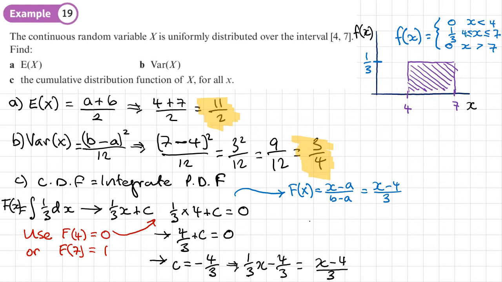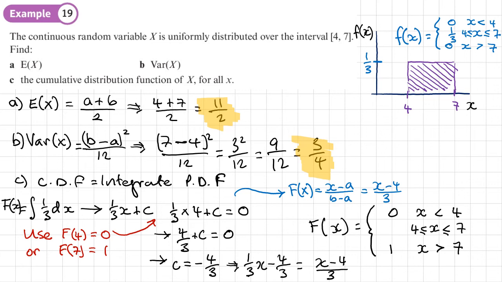We need to write the full CDF function. So F of x, like this. And we need to state the rule for all values of x. So we start with a cumulative probability of 0 when x is less than 4, and we're going to have a cumulative probability of 1 when x is greater than 7. Between 4 and 7, the way we're going to calculate the probability is x minus 4 over 3.